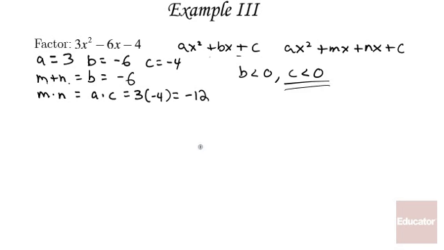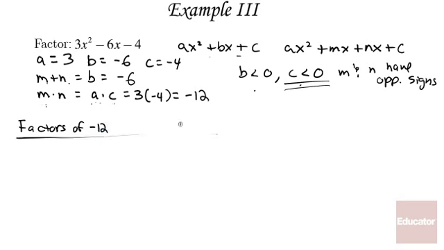When c is less than 0, m and n have opposite signs. Whether b is positive or negative, if c is less than 0, then you've got a product that's going to be less than 0, and they're going to have opposite signs. M times n gives me negative 12, so they have to have opposite signs. So I need to find the factors of negative 12 and figure out their sum, and I'm looking for a sum that is going to equal negative 6. If I meet these two conditions, I've found m and n.